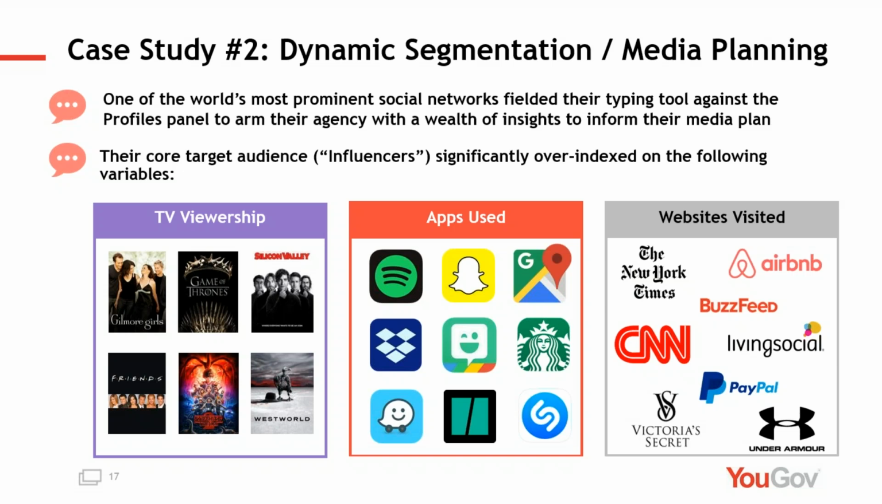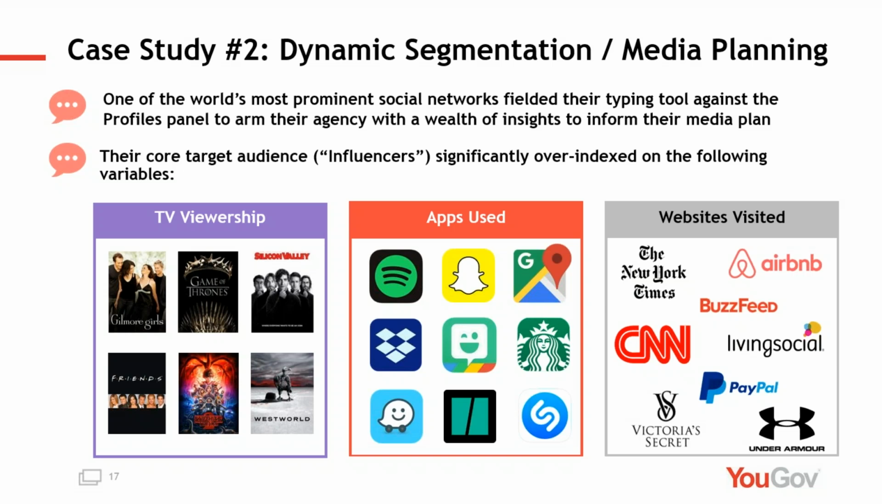So TV viewership, you can see there's some HBO shows there, Game of Thrones, Silicon Valley, Westworld. We have a TV survey that's running daily, asking our respondents what they watched last night. Apps used. So aside from the obvious, which apps did they actually over-index on? We'll call that a z-score in profiles. So when you sort the data by z-score, you can see that they over-indexed on Starbucks, Spotify, Dropbox, Waze, Shazam.